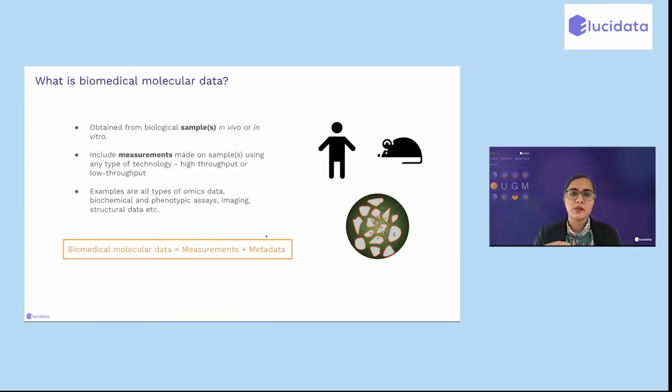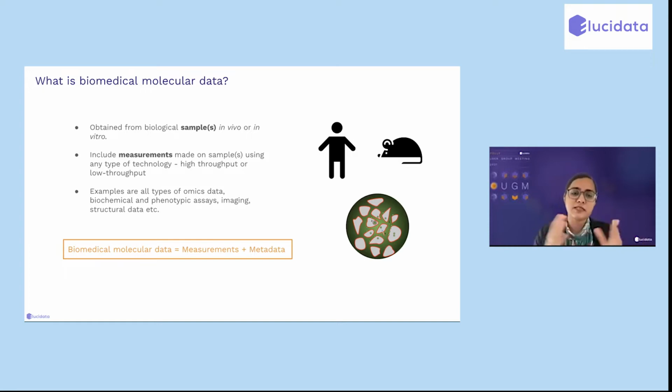The biomedical molecular data that I will be talking about today refers to any data that are obtained from biological samples, whether in vivo or in vitro, and they include some measurements made on those samples using any type of technology, whether that's high throughput or low throughput technology. And examples include all types of omics data, all biochemical and phenotypic assays that are often done, imaging experiments, structural data that are measured on biomolecules and so on.